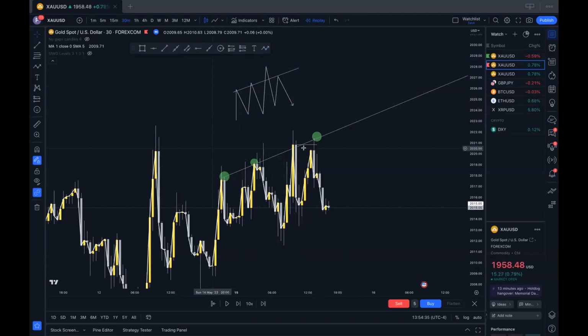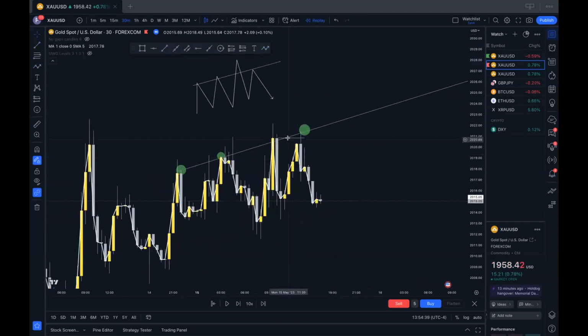Same thing, right? What happened first? Let's look. You have your SNR. Price jabbed into your SNR first, and then it touched your trend line. This is a perfect example of how you should use a trend line. Your entry can come there, or when you see a rejection, you enter as it's going down.